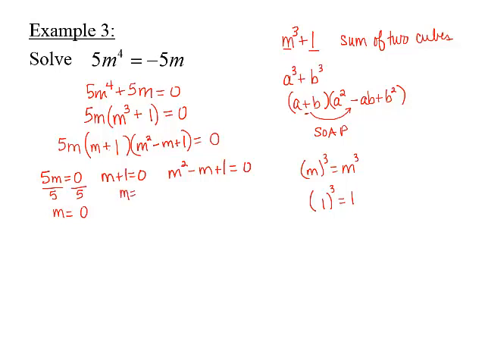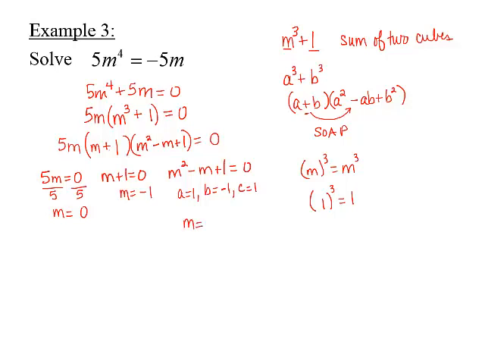Subtract 1 to get m equals negative 1. And then to find the two remaining solutions, we solve m squared minus m plus 1 equals 0 using the quadratic formula. In this case, the coefficient of the m squared term, a, is 1, b is negative 1, and c is the constant term 1.